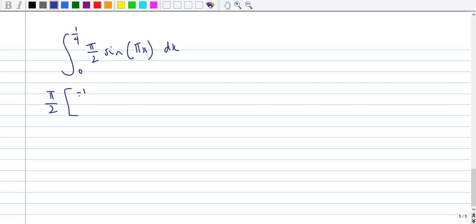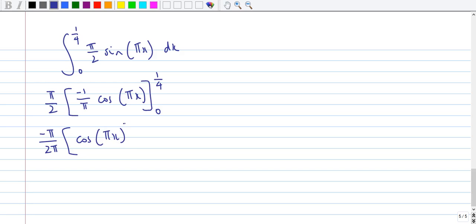We integrate this and it becomes negative 1 on pi cos pi x between a quarter and 0. Now, you can continue to work it through with the negative 1 on pi in. It's much easier in the long run to take that out at this stage, like so. Take that negative 1 on pi out, because then we just get negative a half out the front. So I'm really emphasizing these steps. And now we're going to evaluate the definite integral by substituting in the terminals.